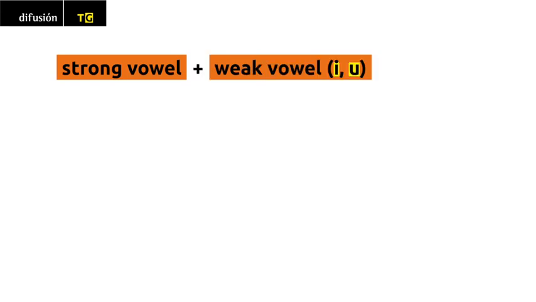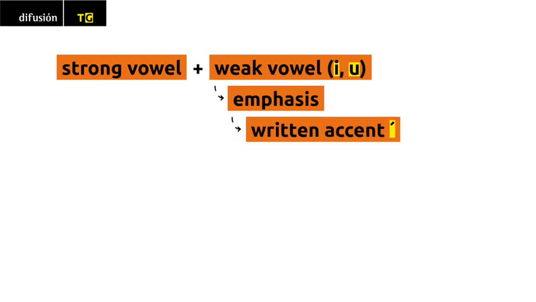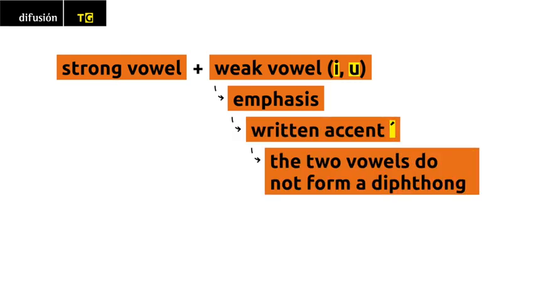Likewise, when there is a combination of a strong vowel and a weak vowel, I, U, but the weak vowel receives the emphasis in the word, the weak vowel is assigned a written accent, and the two vowels do not form a diphthong. País. Pa, is. Actúa.